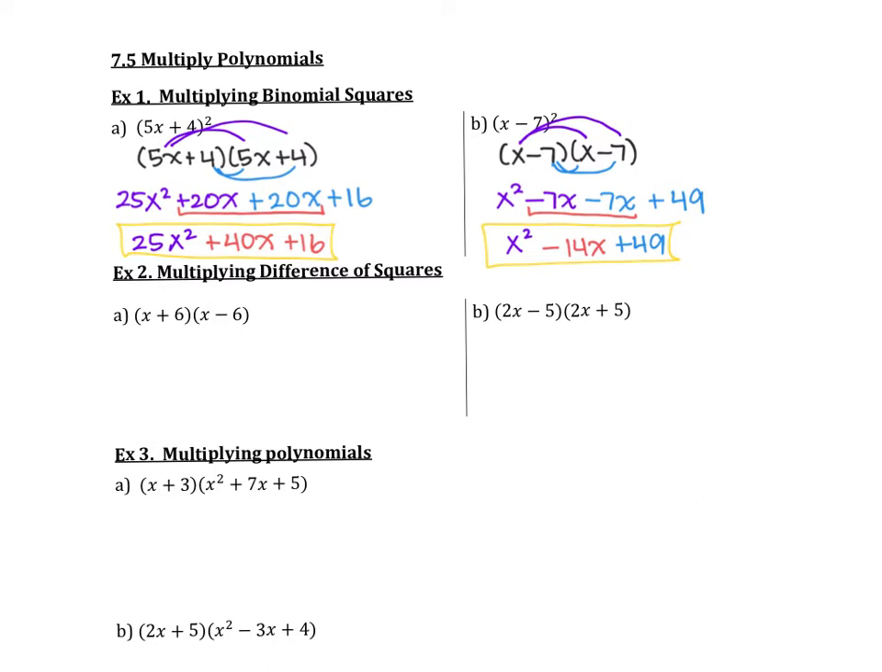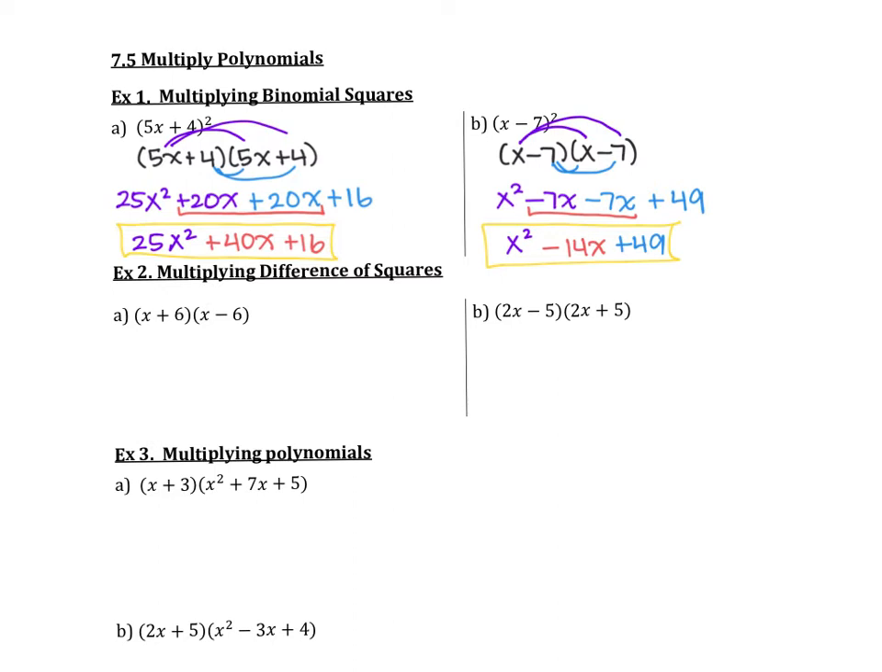Okay, now example 2 is going to be difference of squares, which I'm just going to multiply 2 binomials together. It's just to show you what normally happens when you multiply them. So this is called a difference of squares based on the answer, but it always looks like this. This is x plus 6, this is x minus 6. The 2 binomials look exactly the same, except one has a positive and one has a negative.